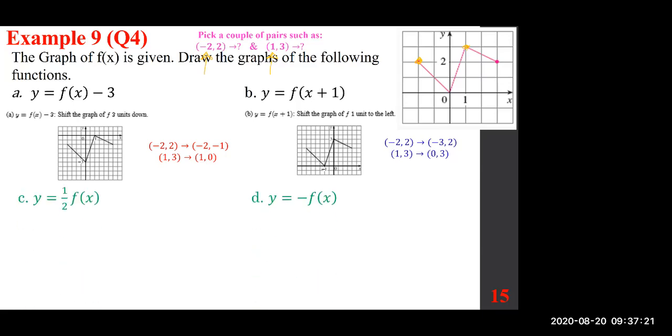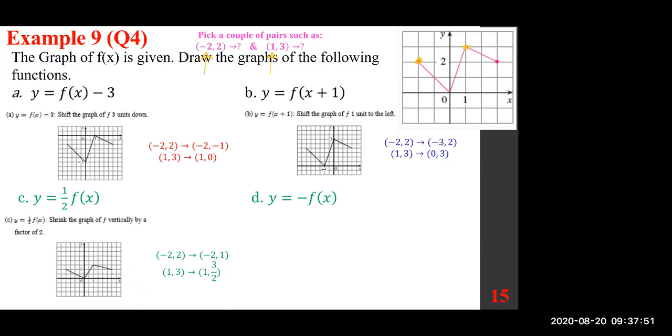In this case, part C, y equals 1/2 f of x. That means for the same x coordinate, the y coordinate gets multiplied by 1/2. So if you look at the first pair, -2, 2, -2 doesn't change, but 2 gets multiplied by 1/2, or half of that, which is 1. The next one is 1, 3. 1 remains intact. 3 becomes 3 divided by 2, or 3/2. So those are the pairs.